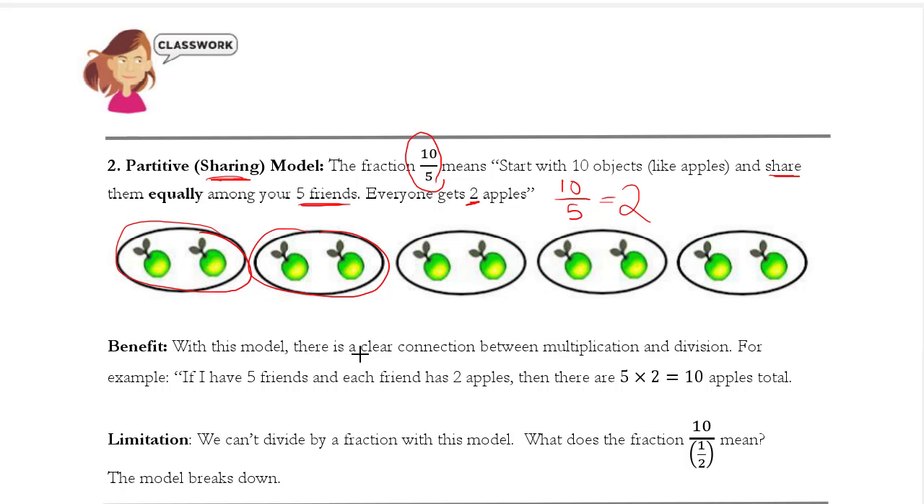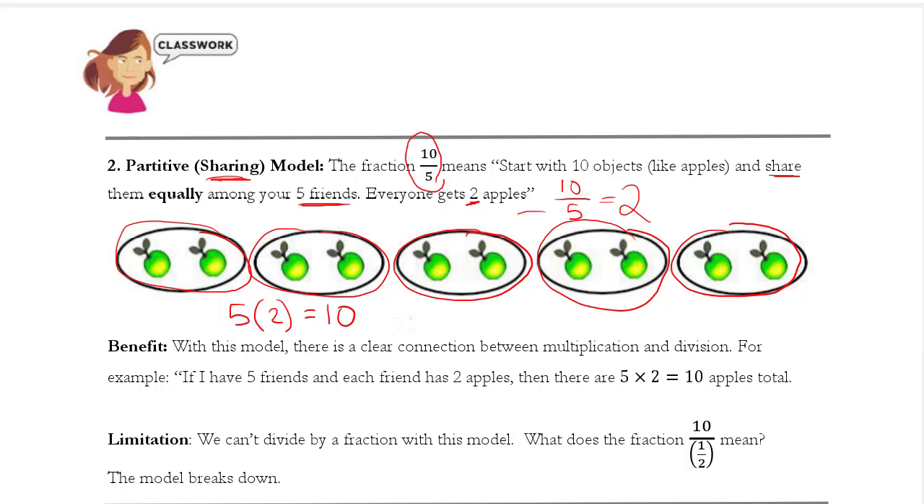This is probably the first way that we learned about division in elementary school. And so the benefit of this model is that we can make sense of the connection between multiplication and division. It's very visual, right? So 10 divided by 5 is 2, and I could also interpret that as saying that if I have 5 groups of 2 apples each, altogether I have 10 apples.